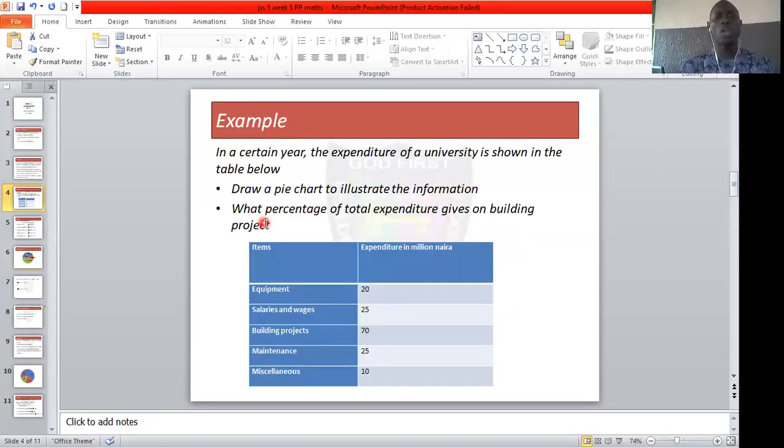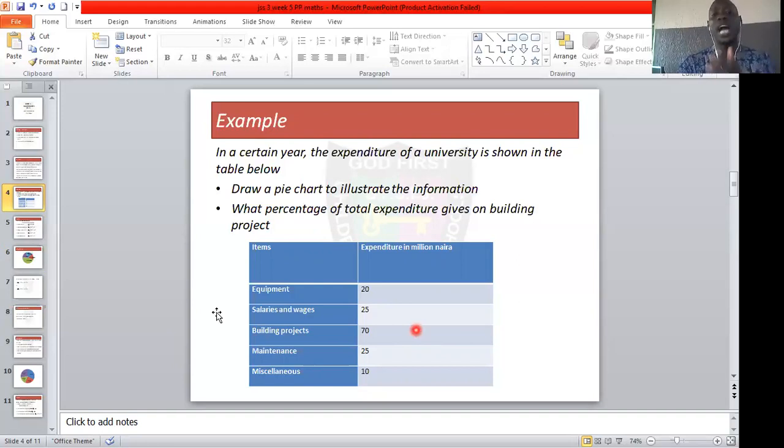Number 2, what percentage of total expenditure is spent on the building project? That is the percentage of the building project to the total expenditure. You know that in percentage, 100 is the highest percentage. So you have to calculate everything as a percentage. So this is how you go about it.